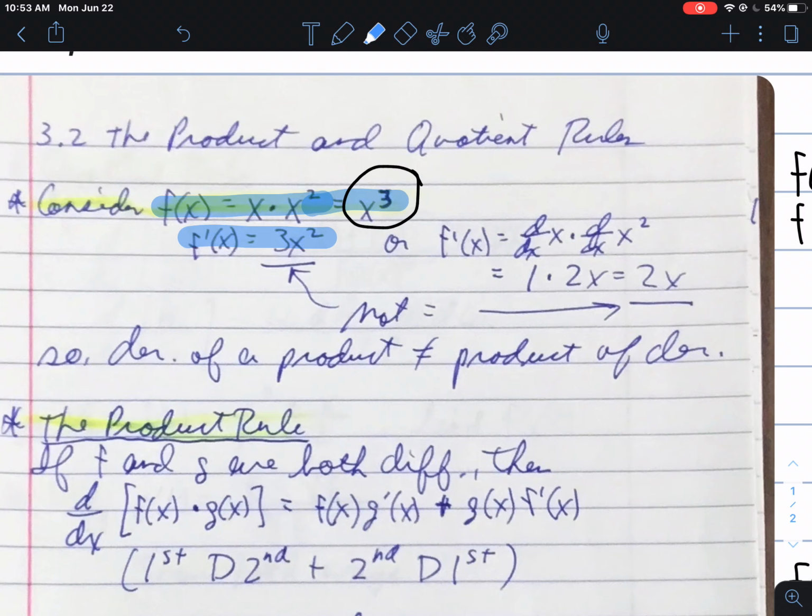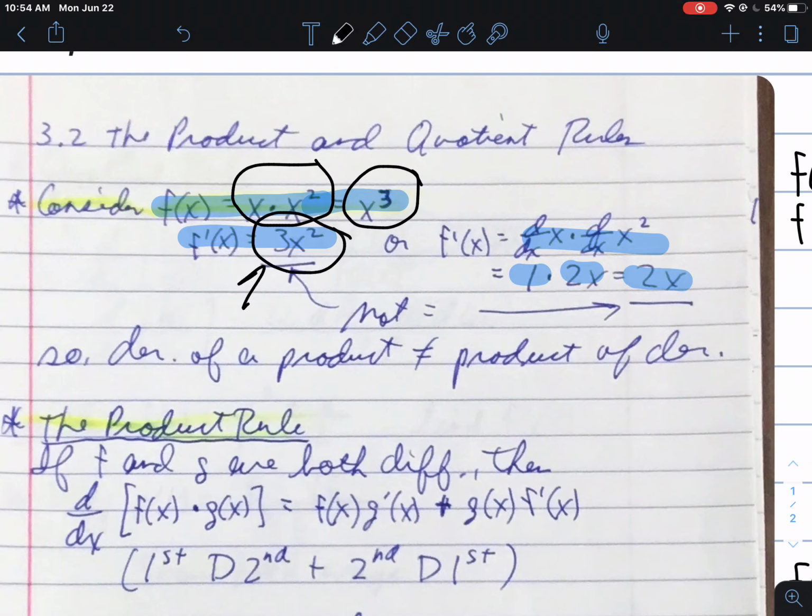So let's instead try to differentiate this by simply taking f of x equals x times x squared, and let's see if the product of the derivatives is the same as the derivative of that product. So I take the derivative of x times the derivative of x squared, right? So just taking it straight as a product. The derivative of x is 1, the derivative of x squared is 2x, but 1 times 2x gives me 2x, which is not the same as 3x squared.